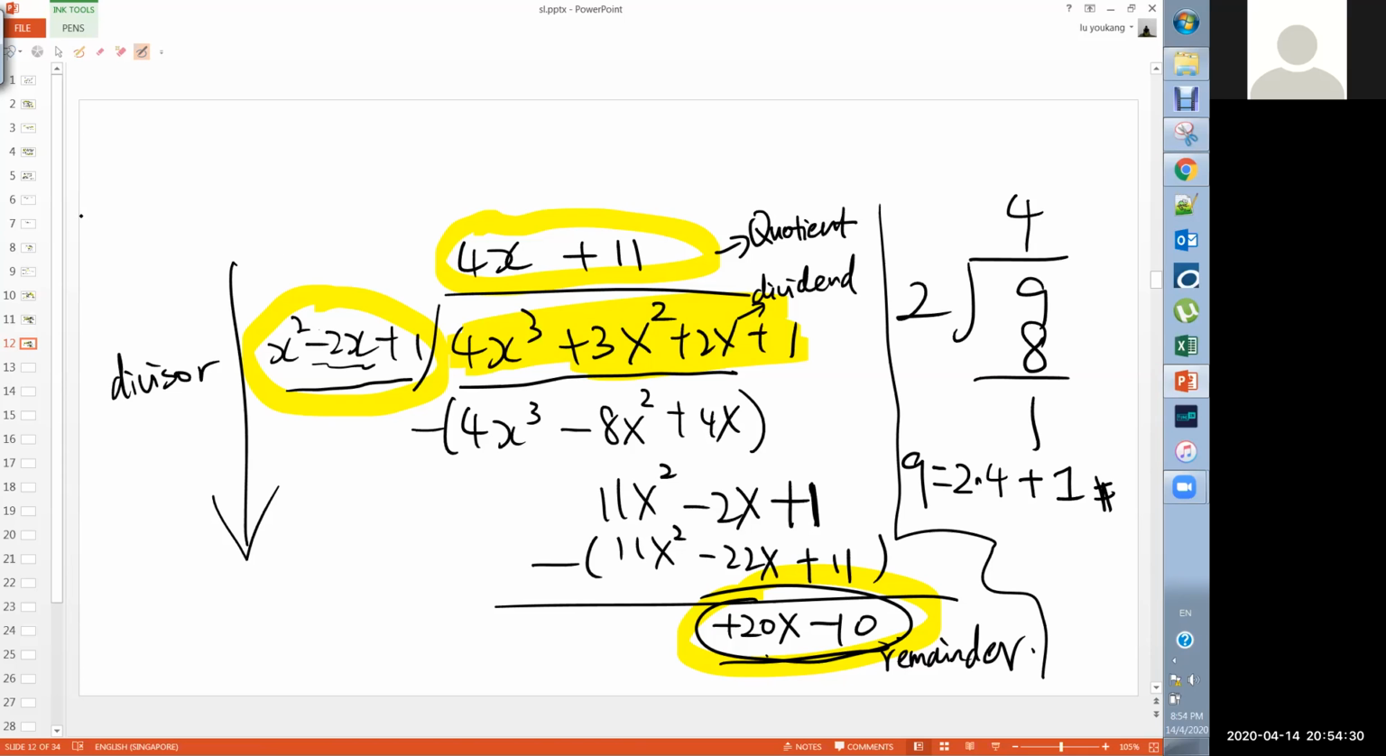So similarly, how do you write this whole thing? You write like this. This whole thing is equal to, my 2 is the divisor. So this is the divisor. And then the 4 is the quotient. I write the quotient here. And then the plus 1 is plus the remainder. So I plus the remainder. Okay? So good enough? So that's why you need to learn long division.